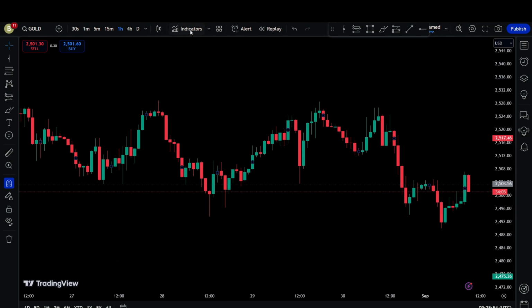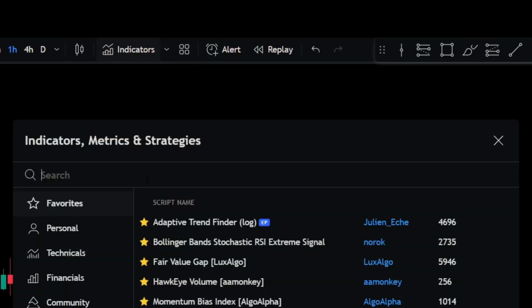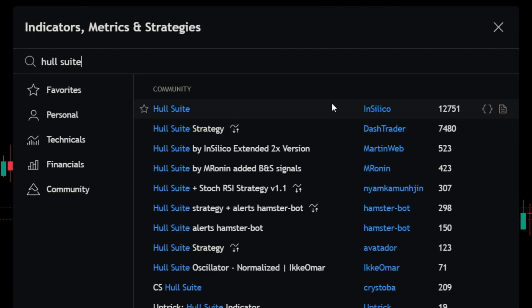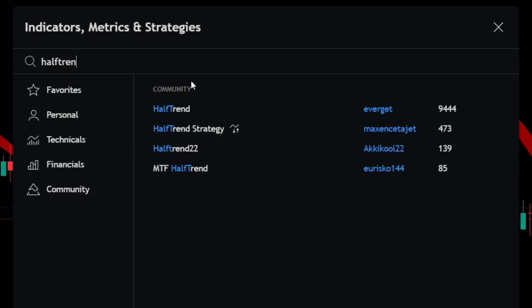First, open TradingView and go to the indicator section at the top of your screen. In the search bar, type Hull Suite and select the indicator created by InSilico. Next, you'll need to add the second indicator. Type half trend in the search bar. Make sure you don't add any spaces and choose the one by Everget. Once both indicators are added, go back to your chart.